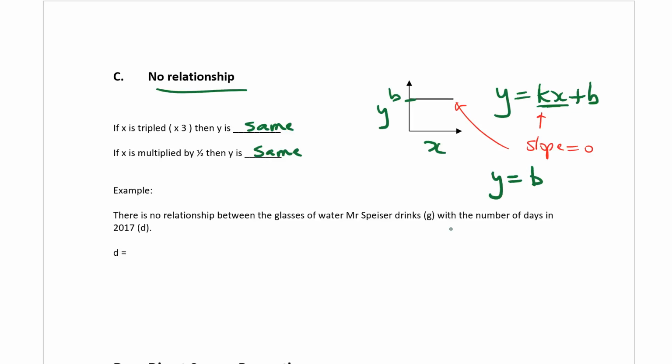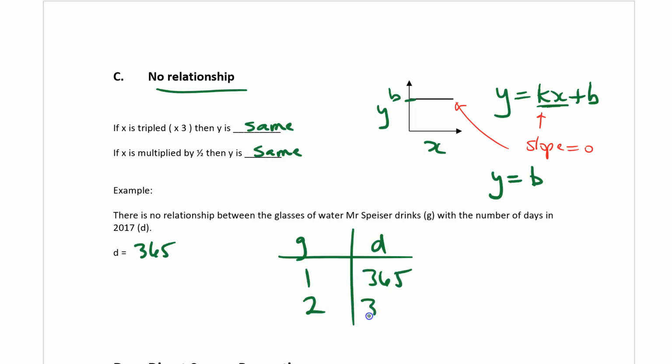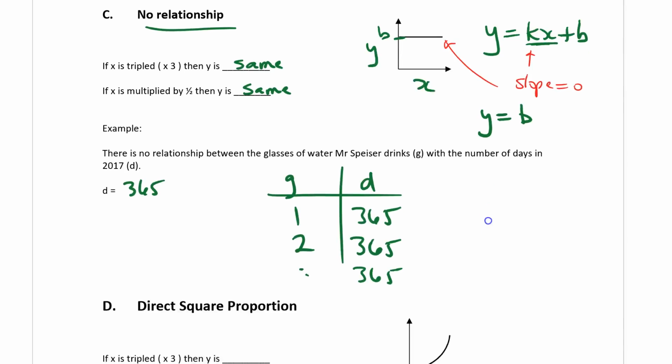So the number of days in 2017 is equal to 365. So if I do a comparison, if G is the number of glasses that Mr. Spicer drinks and D is the number of days in a year, if I drink 1 glass, there are 365 days. If I drink 2 glasses of water, there are 365 days. It doesn't matter what I put in here, it's always going to be 365. There's no relationship between the number of glasses of water that I drink in a day or at all and the number of days that will be in this year.